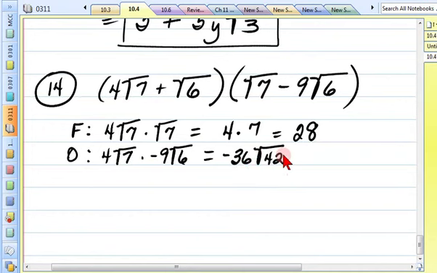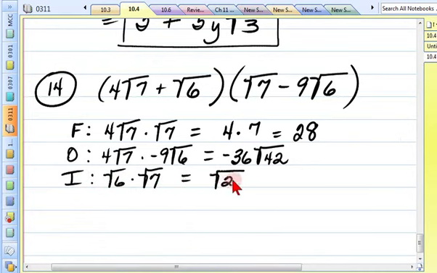Does 42 have a perfect square factor in it? All right, do y'all agree that 42, I think of 6 times 7. Does 6 have a perfect square factor? Does 7? Then 42 doesn't. Okay, so it can't be simplified. Inner. Square root of 6 times the square root of 7, which is the square root of 42. Still can't be simplified. Can we combine those? Yes, it'll be negative 35 times the square root of 42.